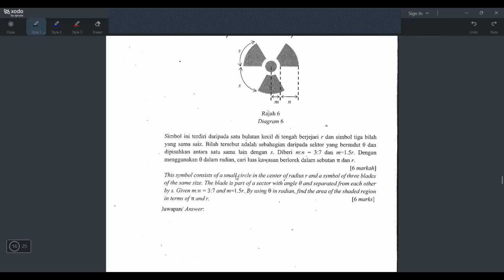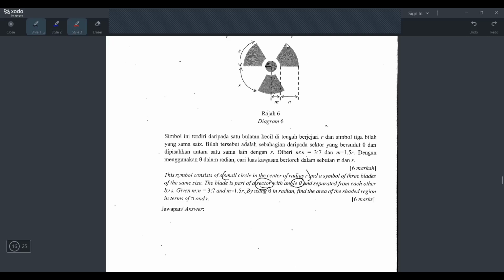The symbol consists of a small circle in the center of radius r. Okay, this is important. Small circle, radius r. So I think I can write like this and label r. Now it says the symbol has 3 blades of the same size. So 1 blade, 2 blades, 3 blades, and they are all the same size. And it says the blade is part of a sector with angle theta. Okay, let's form the sector now.